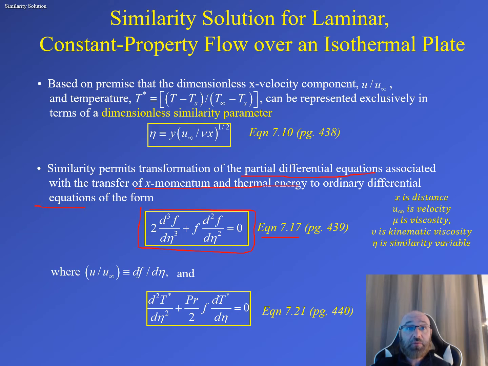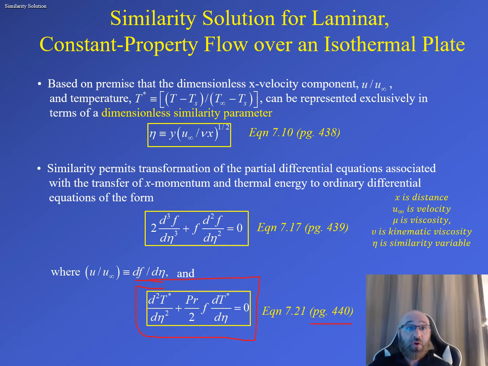We have 2 times d to the third f all over d eta to the third right there. So this is a third order ordinary differential equation. Plus now we have f times the second order ODE right here, d squared f over d eta squared, is equal to 0. Where our u over u infinity is equal to the derivative of f with respect to eta, our df over d eta right there. And we have this following relationship now here from equation 7.21 on page 440 of our textbook.